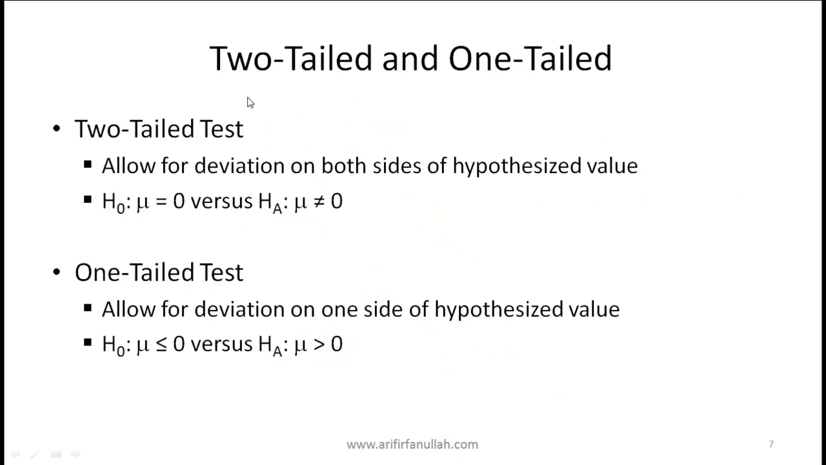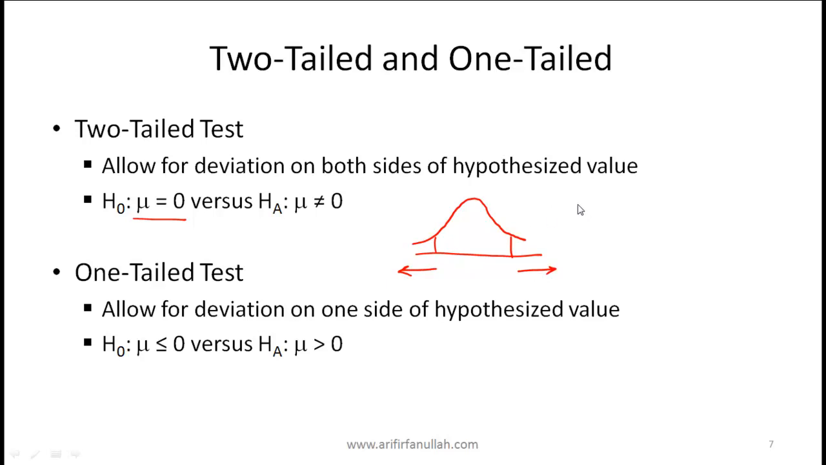So let's now understand the distinction between one-tailed and two-tailed tests. What we have done so far is a two-tailed test where we allow for deviation on both sides of the hypothesized value. And whenever you have a regular equal to sign as part of your null hypothesis, then you will always be dealing with a two-tailed test. The basic way to understand this is that in a two-tailed test, basically you can reject the null if your test stat is in the right tail or in the left tail.